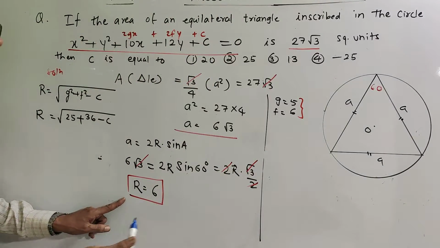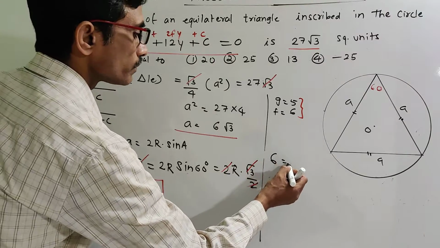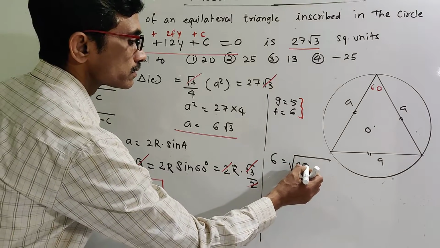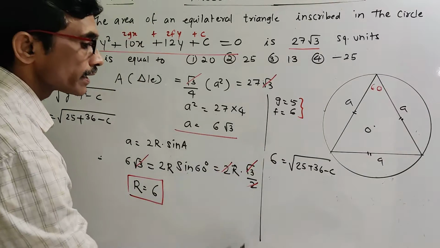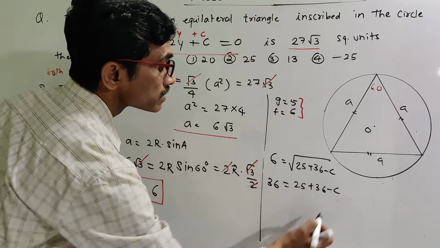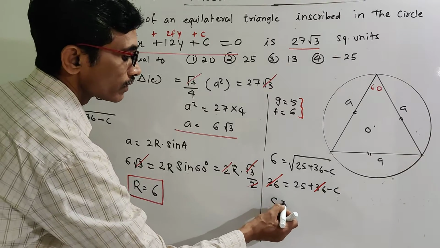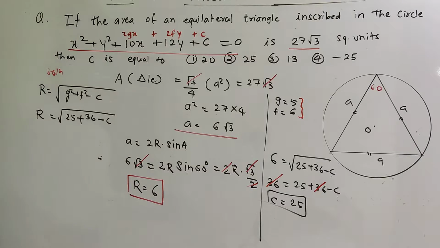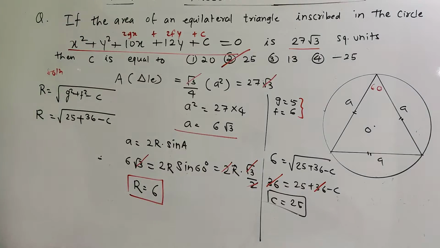So radius is equal to 6, and that is equal to the root of 25 + 36 - c. We square both sides, so this gives us 36 = 25 + 36 - c. Clearly this 36 gets cancelled and c will be equal to 25, which is the required option. So the value of c is 25. So the second option is the correct option.